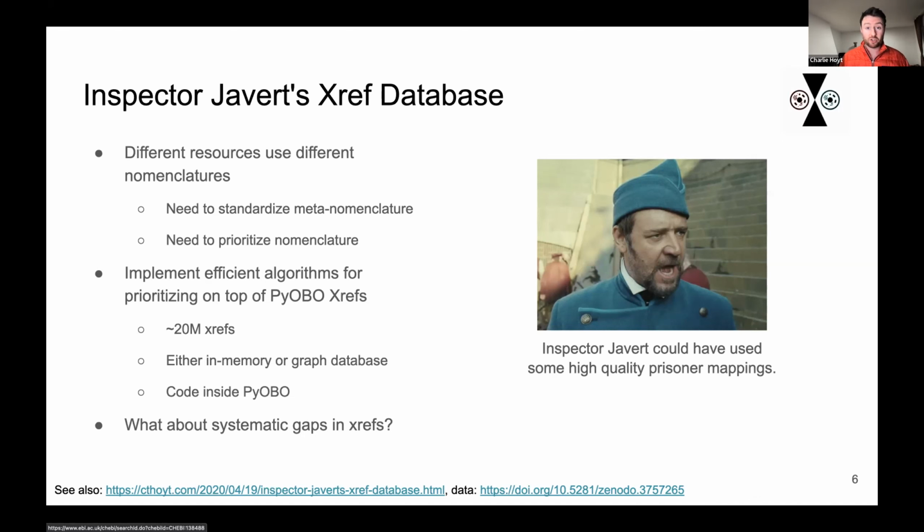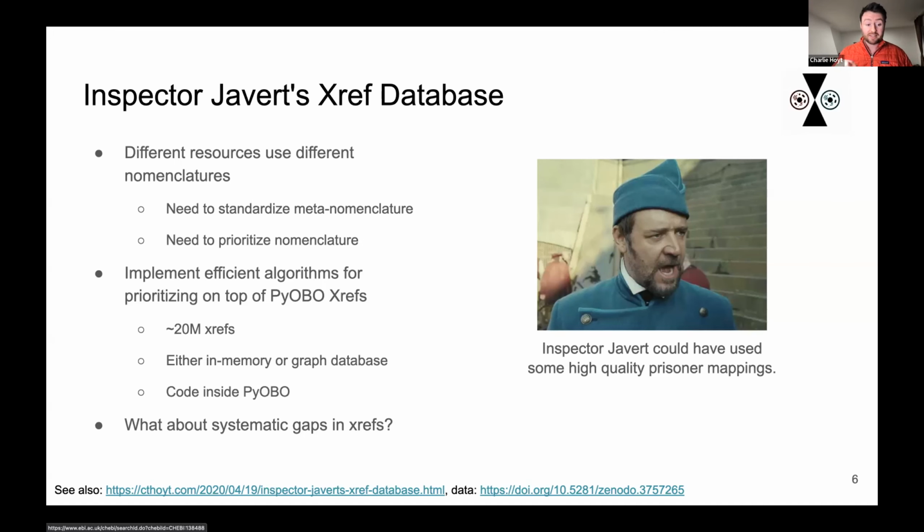And so we can basically use string operations to check for things being equivalent. So on top of this super aggregated ontology database that I could build with PyOBO, in the last slide I took the whole OBO Foundry, the Open Biomedical Ontologies Foundry, which Chris Mungall is going to talk about very briefly in the next talk as well. And I took all of the cross-references out of all the ontologies in PyOBO. It turns out there's about 20 million of them. And you can use these with some quite simple algorithms, either in memory or in a graph database, to implement one of these prioritization algorithms. And so all the code that does this is inside PyOBO.